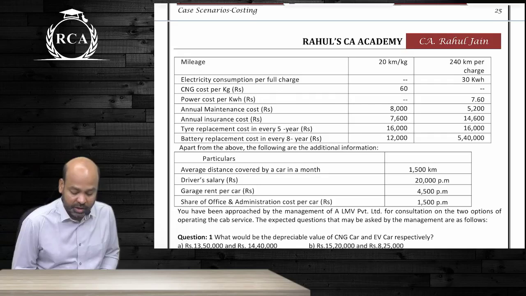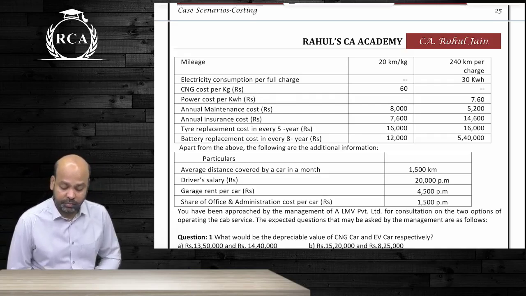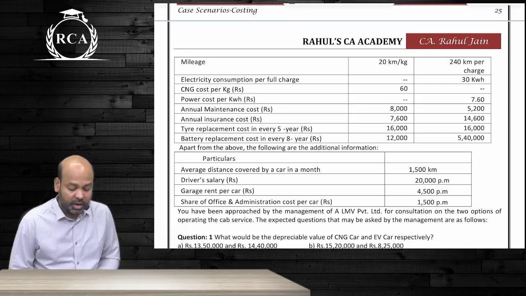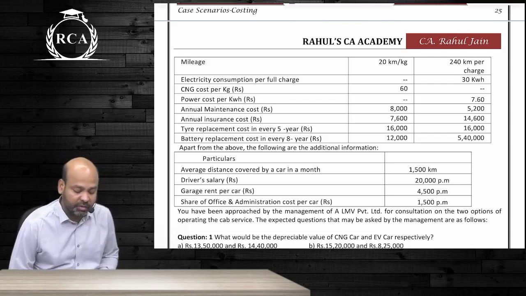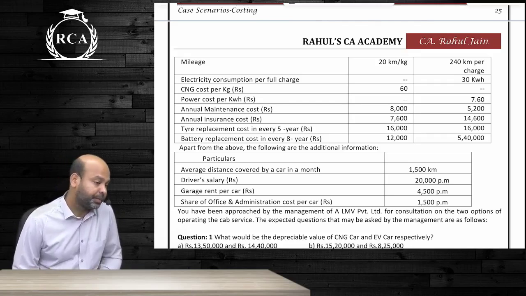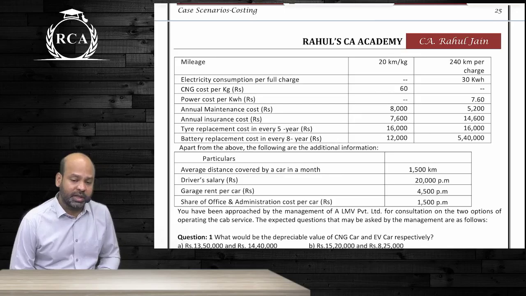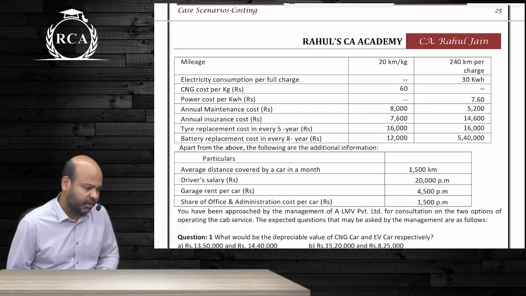Electricity consumption, guys, is 30 kilowatt hours per full charge, and CNG cost per kg is 60 rupees. I want you to directly skip to the below table and look at the average distance covered by a car in a month. How much is it, beta? 1500 kilometers. To cover 1500 kilometers, guys, at a mileage of 20 kilometers per kg of gas, how many kgs of gas will be needed?